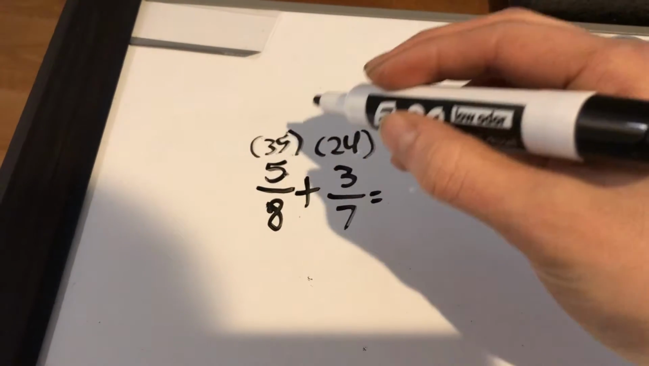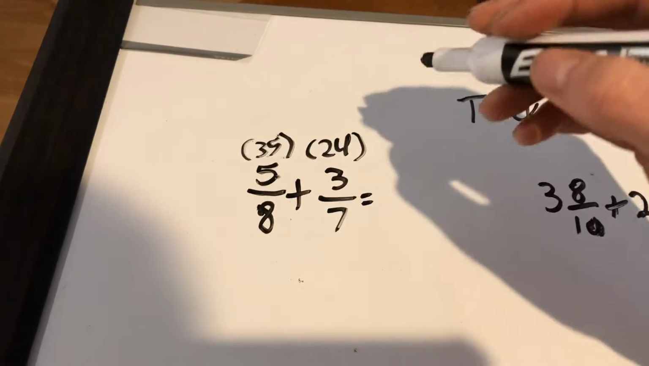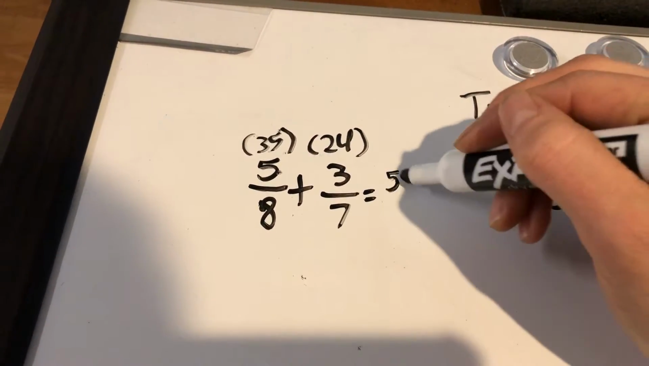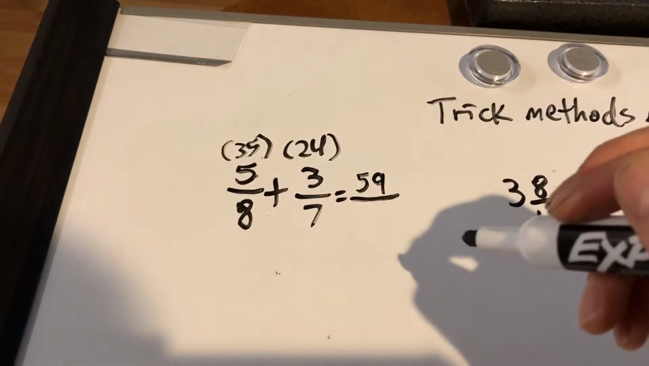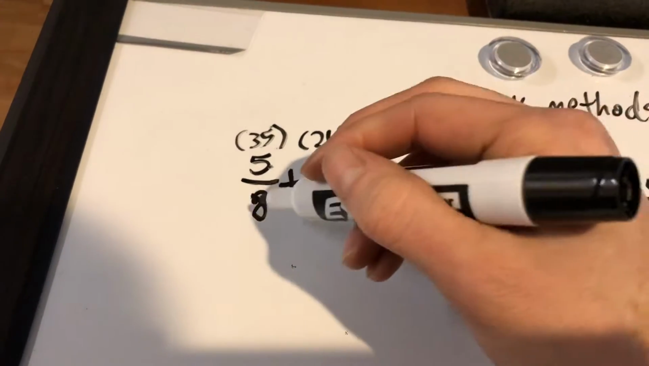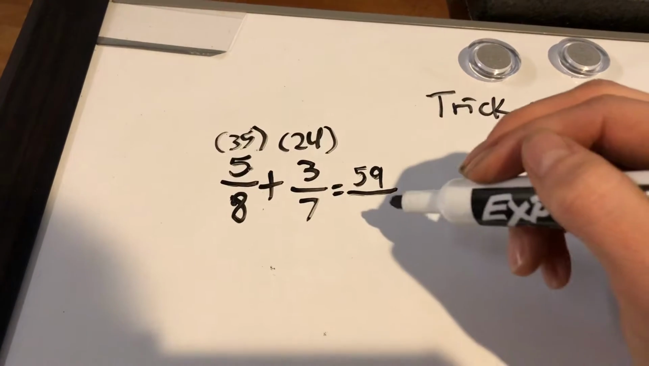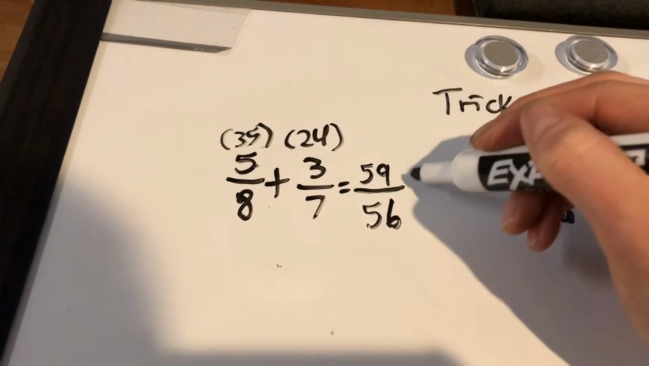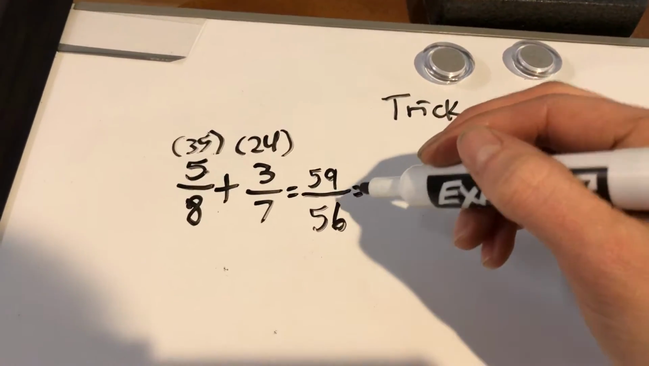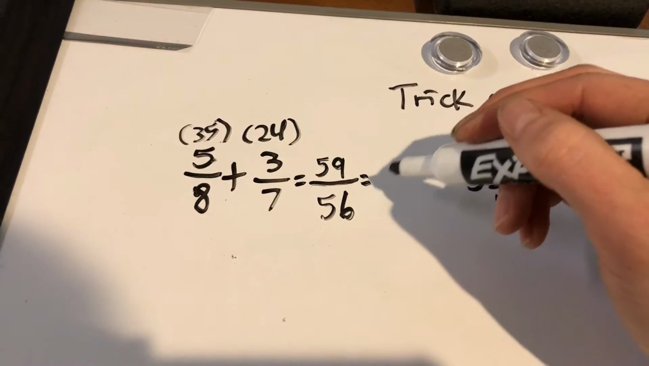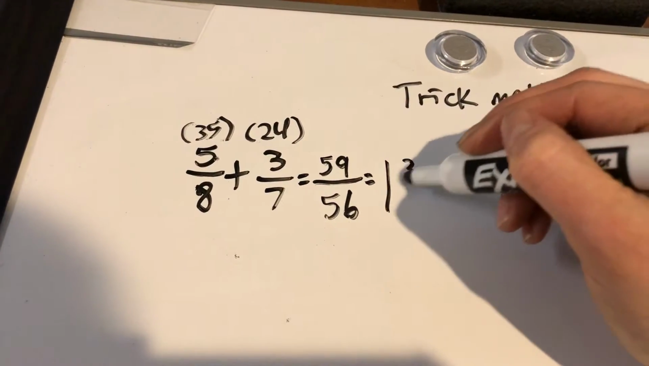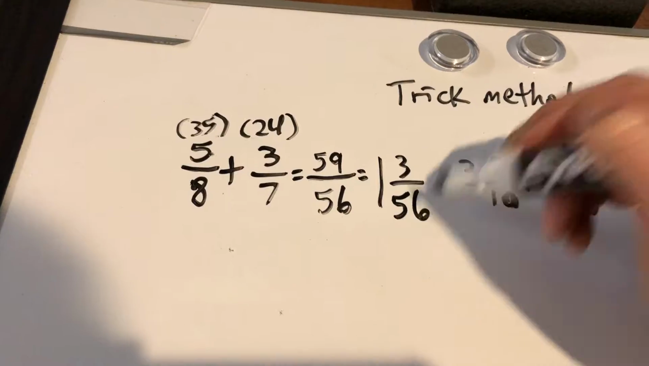Next step is to add the numerators 35 plus 24, which equals 59. Next step is to multiply denominators 8 times 7, which equals 56. So the answer is 59 over 56, which is equal to 1 and 3/56.